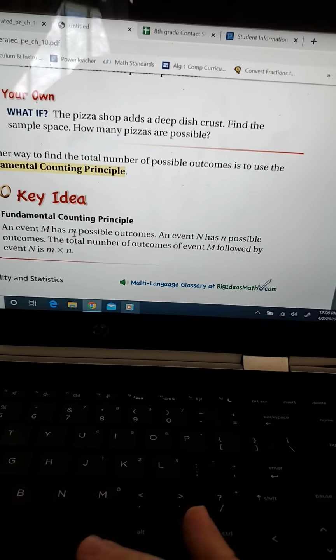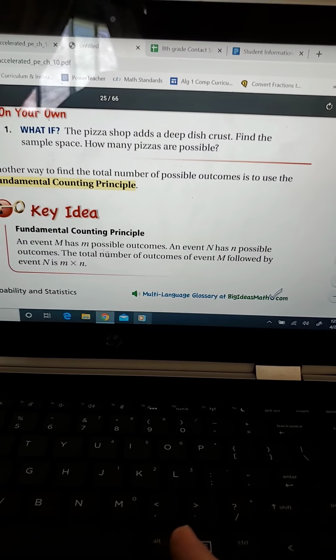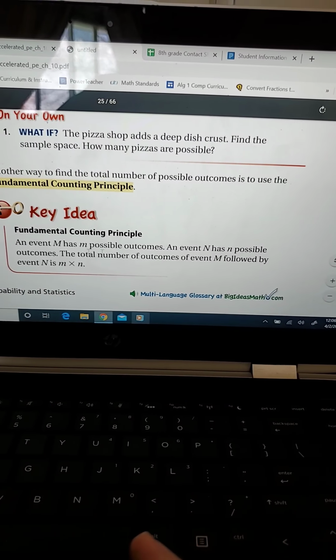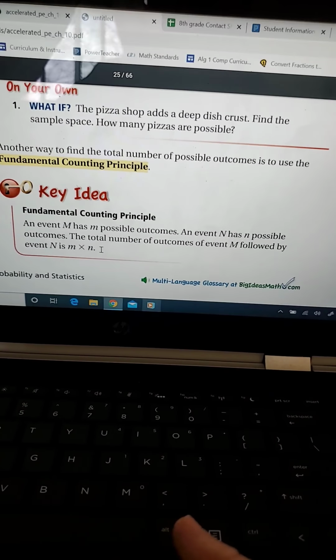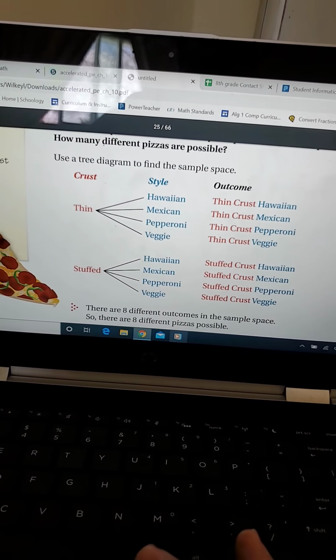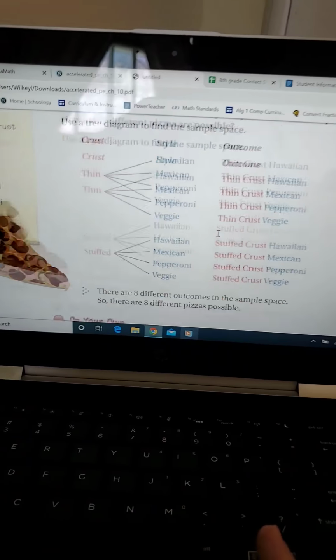An event M has M possible outcomes. An event N has N possible outcomes. The total number of outcomes of event M followed by event N is M times N. That's a lot of words for really just saying what we just did, right? There's 2 different crust options, 4 different style options. How many options are there to get your pizza? 2 times 4, or 8.